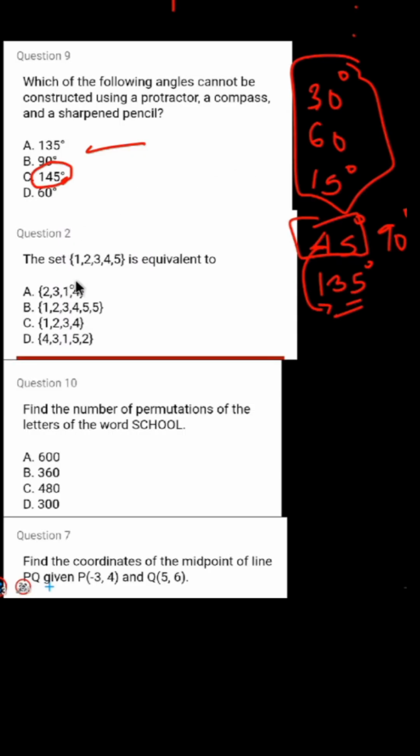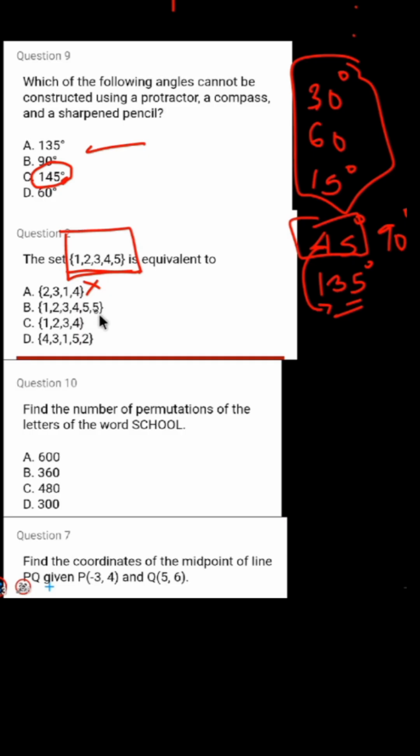So the next one says the set 1, 2, 3, 4, 5 is equivalent to. Equivalent sets have the same number of elements, and they also have identical elements. So let's take the first one, 2, 3, 1, 4. There's no 5 here, so this one is wrong. They have 1, 2, 3, 4, 5, 5. So the 5 is repeated twice here. So this one has 1, 2, 3, 4, 5, 6.